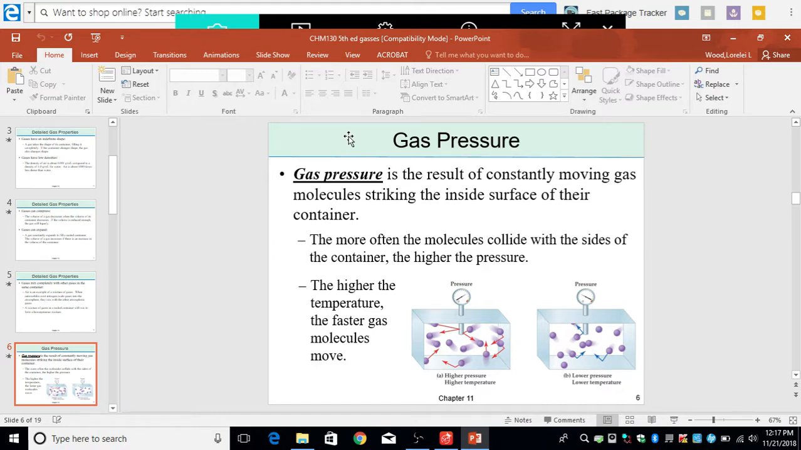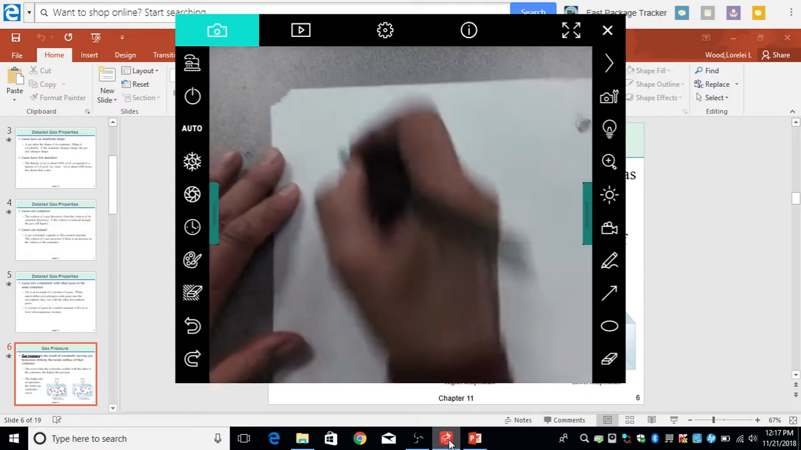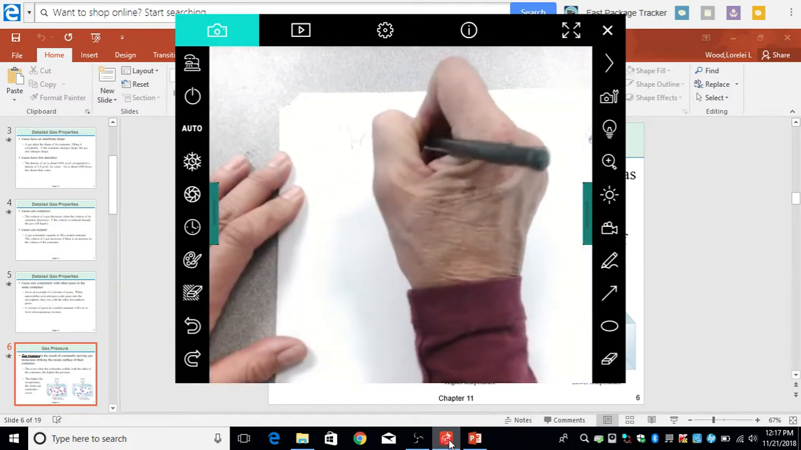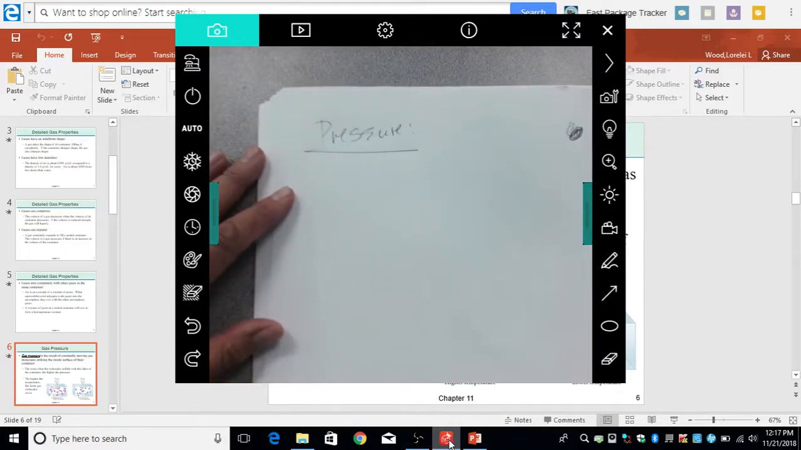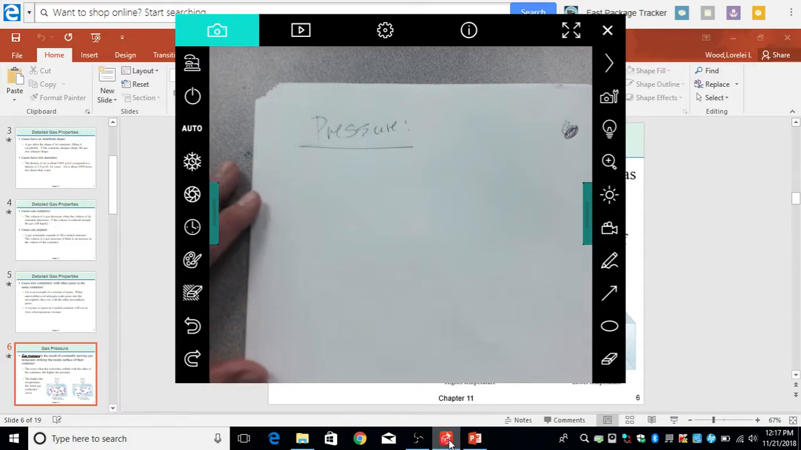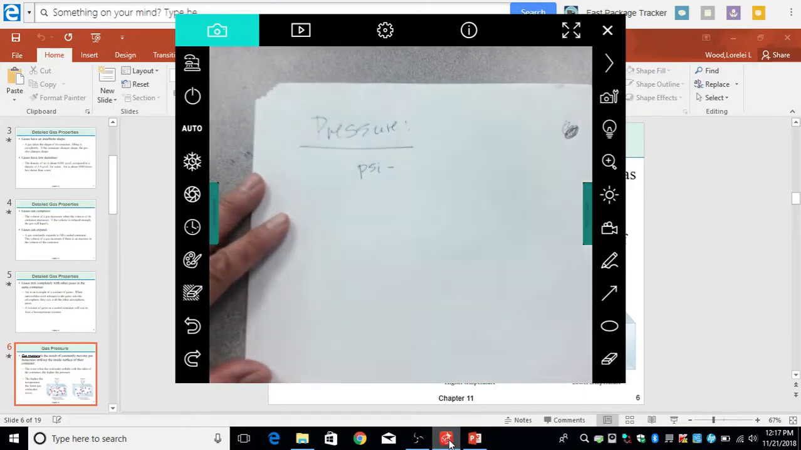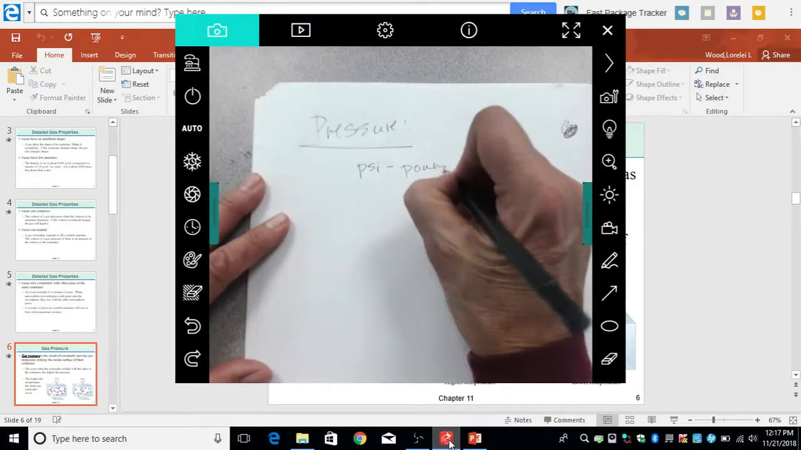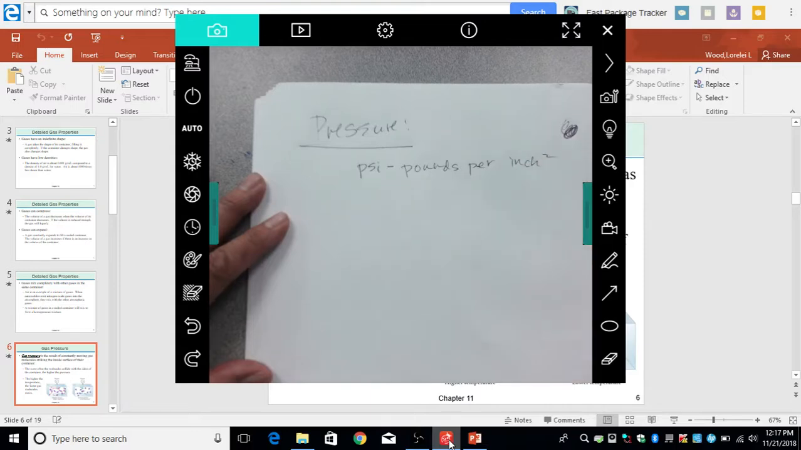So what causes pressure in gases? Before we can even talk about gases, we kind of have to talk about pressure in gases. What are the units that we use to measure pressure? If you say, okay, what is atmospheric pressure measured in? PSI. What does PSI stand for? Pounds per square inch.